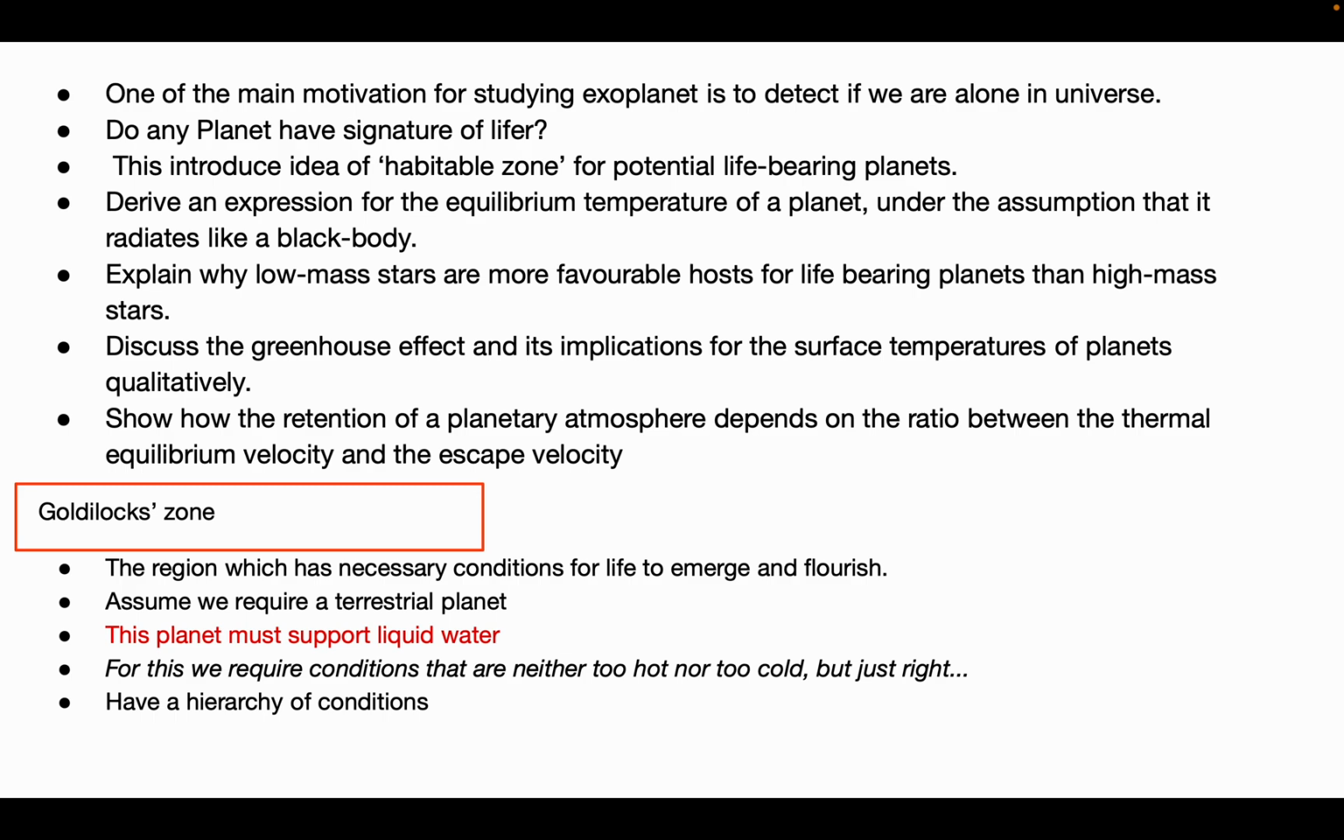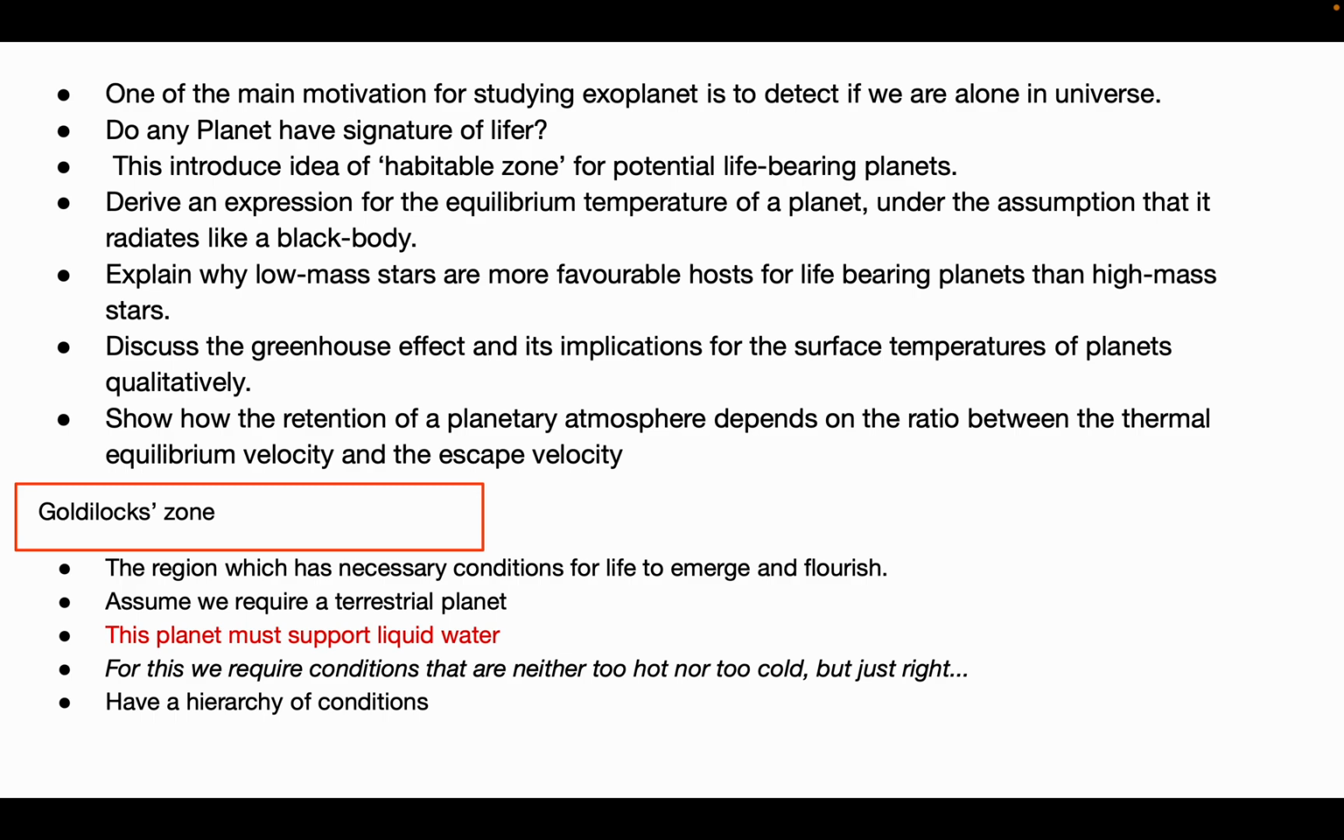And we will discuss how the greenhouse effect happens and what its implication is for the surface temperature of the planet. This discussion will be very qualitative, and then we will show how the retention of a planetary atmosphere depends on the ratio between the thermal velocity and the escape velocity.